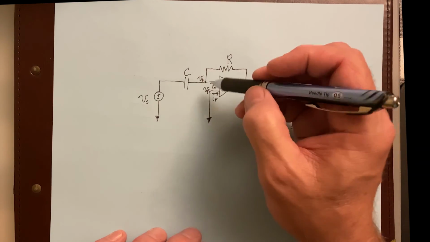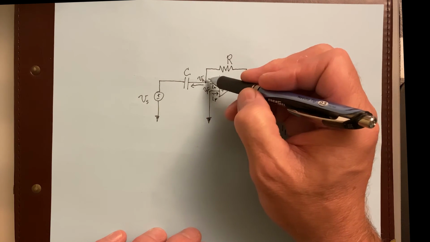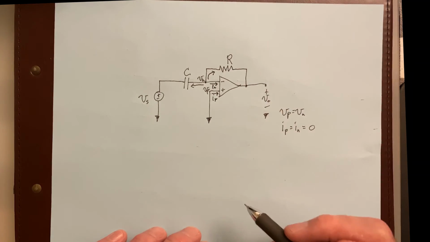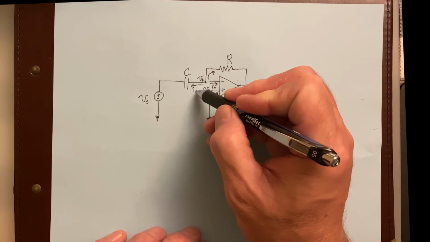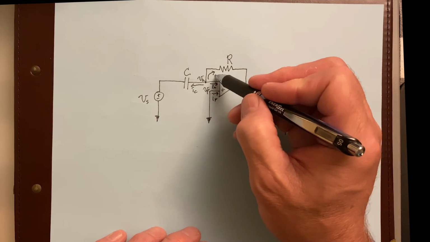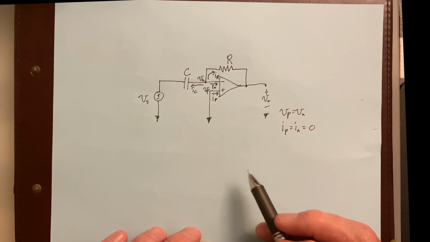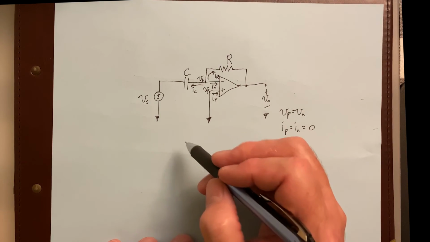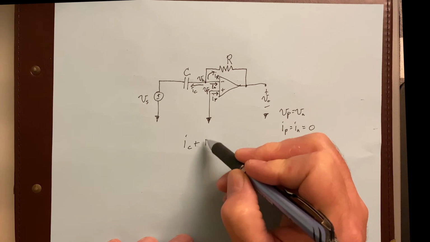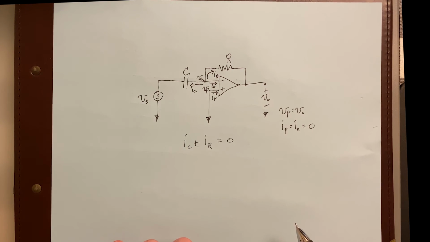Okay, so if those currents are 0, then any current that's going that way through the capacitor is going to be equal to the negative of any current going that way. So let's call that one I sub C. That's the current going through the capacitor back that way. And let's call this one I sub R. That's current going through the resistor. Okay, so in other words, I sub C plus I sub R has to equal 0.